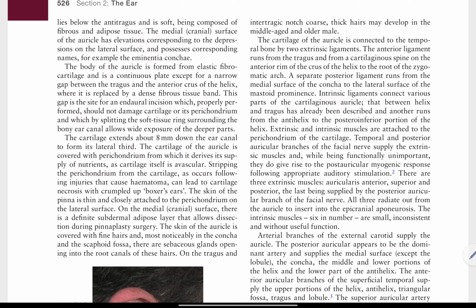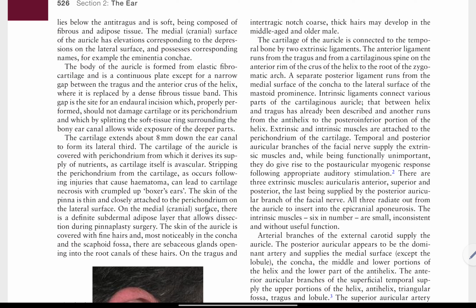The cartilage of the auricle is covered with perichondrium, from which it derives its supply of nutrients, as cartilage itself is avascular. Stripping the perichondrium from the cartilage, as occurs following injuries that cause hematoma, can lead to cartilage necrosis with a crippled cauliflower or boxer's ear. The skin of the pinna is thin and closely attached to the perichondrium on the lateral surface.